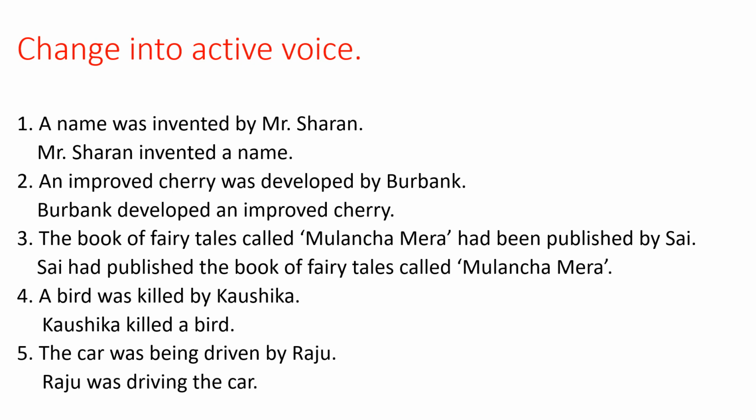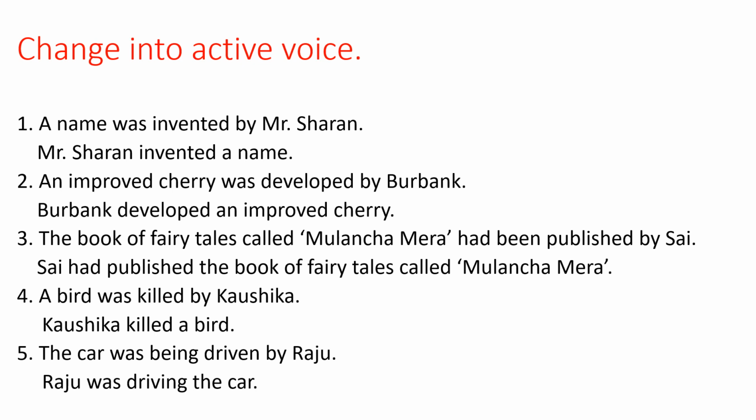The book of fairy tales called Mulancha Mera had been published by Sai. So here the book of fairy tales called Mulancha Mera is the subject. Had been published is the verb there, helping verb and verb. By Sai, by is an extra added word there. Sai is the object. Now Sai will come first as the subject. Sai had published, been will be cut off, published the book of fairy tales called Mulancha Mera.